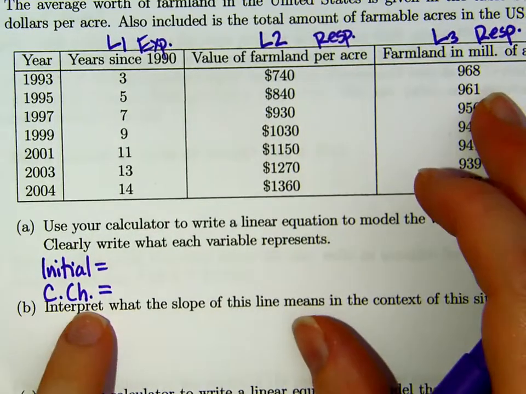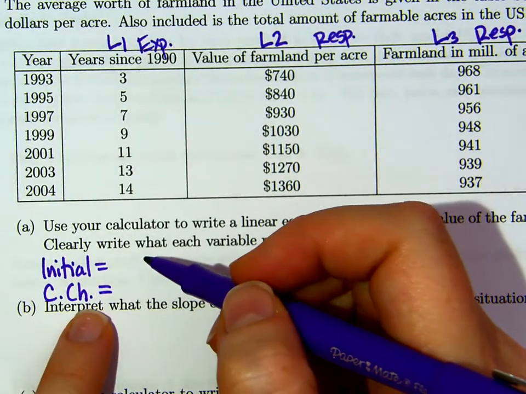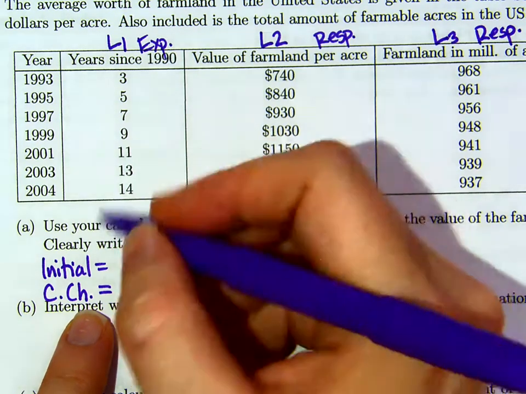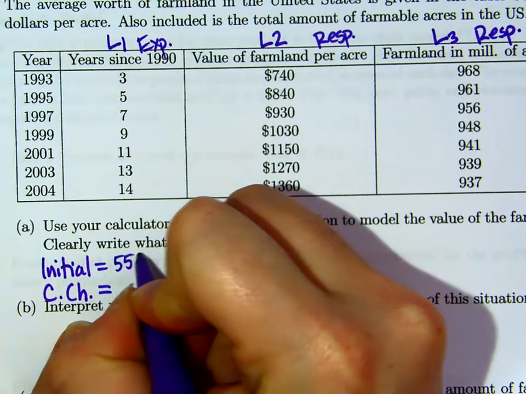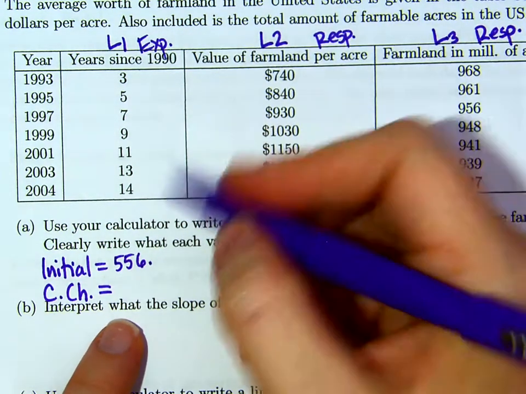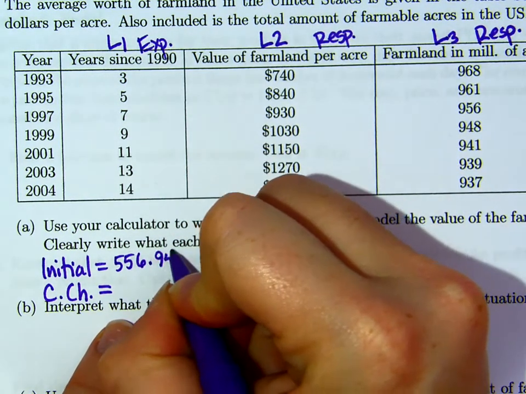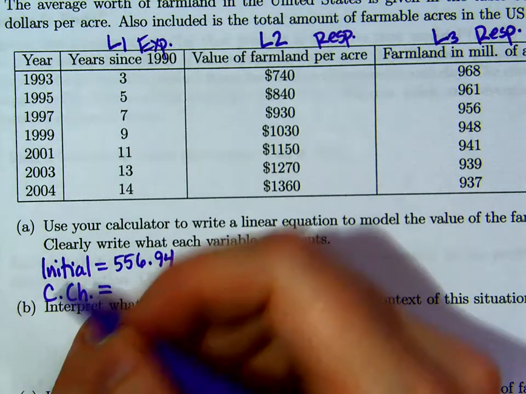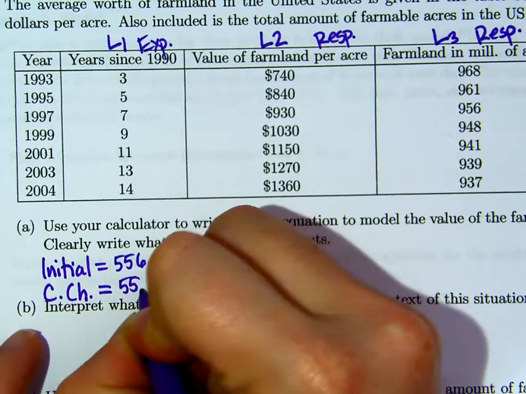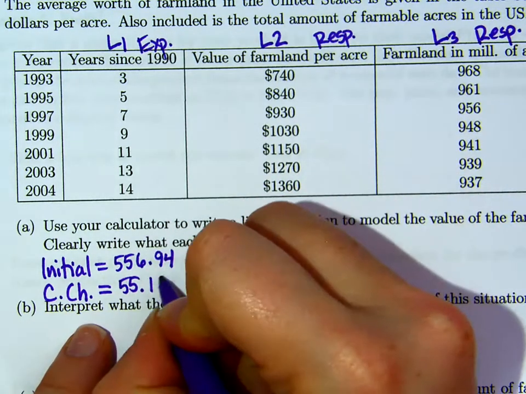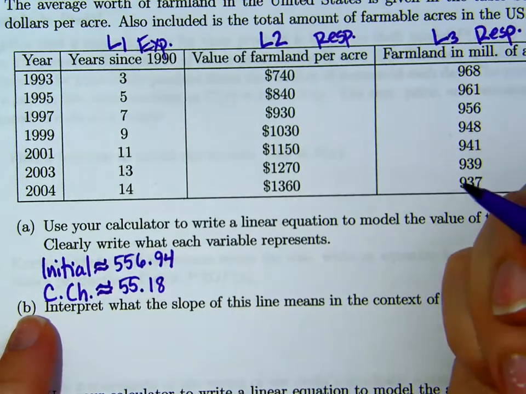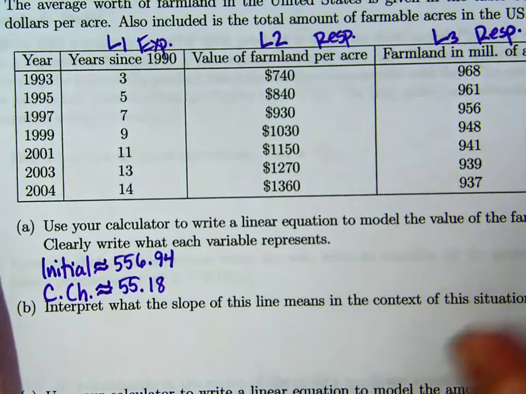Okay, so I used my calculator to find the initial amount. Well, the initial amount is 556.94, rounded. And the constant change, the slope here, is about 55.18. Both of those are rounded amounts. And the linear equation.